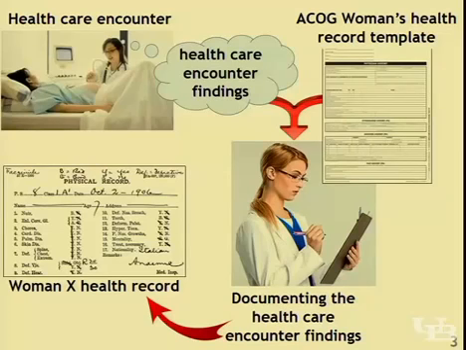I was looking for how this is defined in the Foundry ontology, and I saw that they have the healthcare encounter, the findings, the documenting process, and the document, but they don't have the template, or what is expected to become a document.